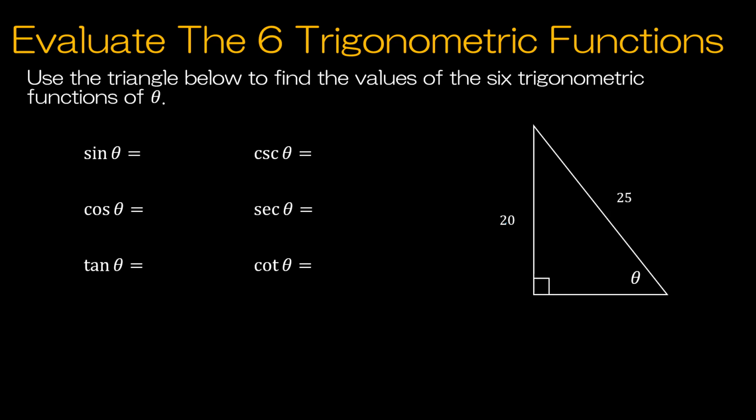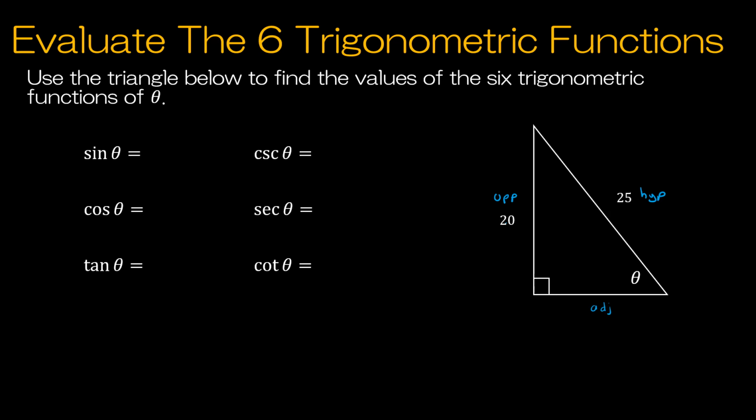Let's take a look at an example. In this example, I've given you theta, not the measure of theta, but just theta. And I've given you the side opposite, which is 20, and I've given you the hypotenuse, which is 25, but I haven't given you the adjacent side. So before I can do any of my calculations, let's go ahead and find that missing side.